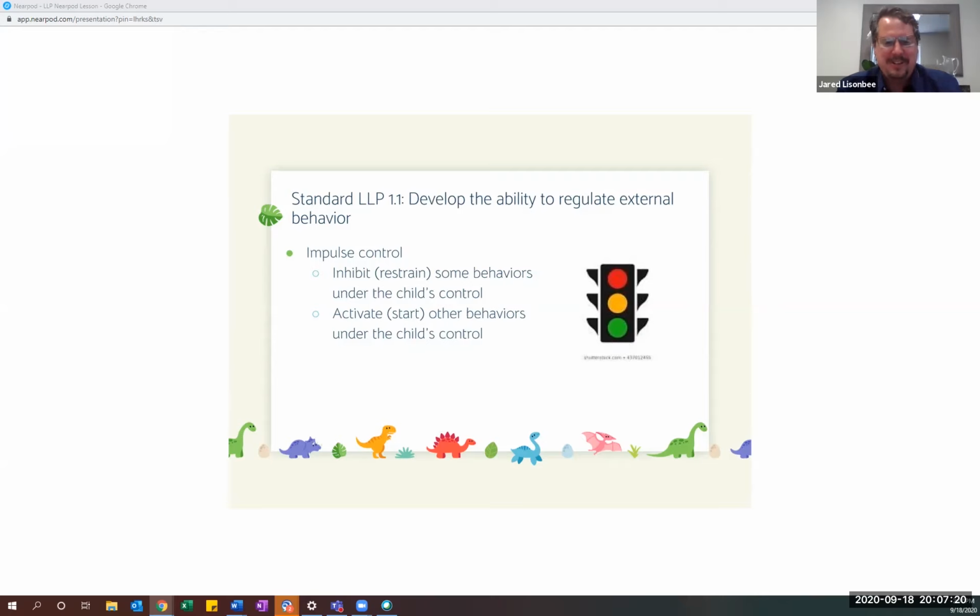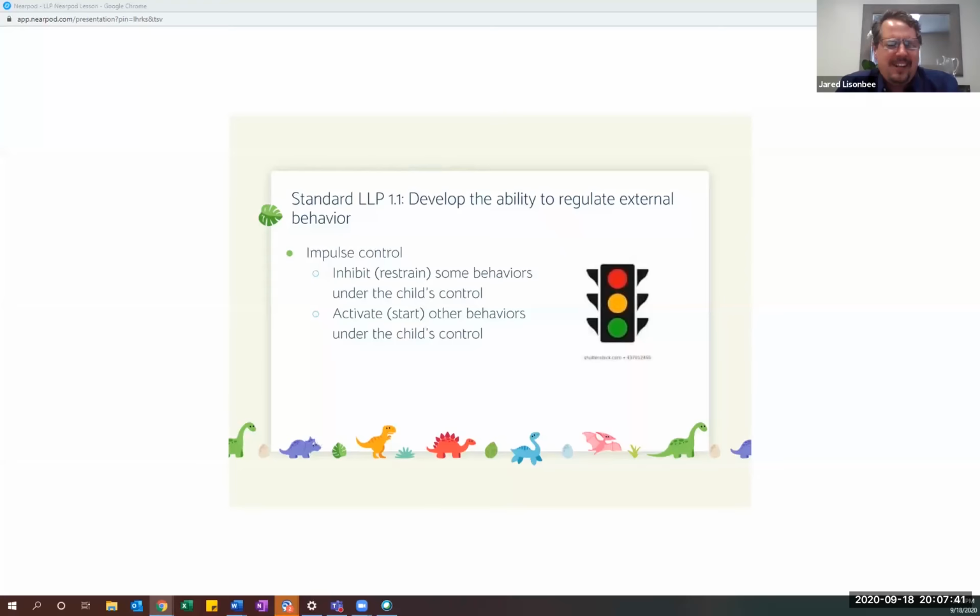So just so you all know, the first section, develop the ability to regulate external behavior, has to do with impulse control. The idea here is to inhibit or restrain some behaviors under the child's control while activating or starting other behaviors under the child's control.